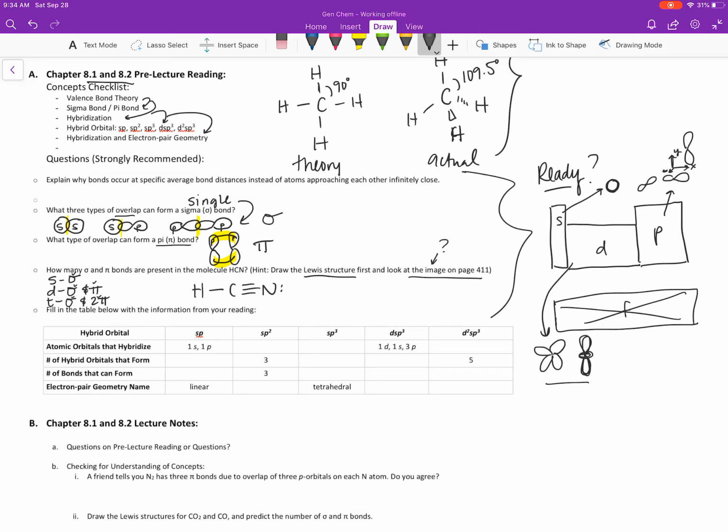So now that I've drawn the correct structure, I'm going to count how many sigma and pi bonds I have according to this little rule that I just gave y'all on the left. The hydrogen-carbon bond is a single bond, therefore it's 1 sigma. The triple bond between carbon and nitrogen is made up of a sigma and 2 pi's. So therefore my total count is 2 sigmas and 2 pi's. And in this case, non-bonding electrons do not count towards this, so we can ignore them when we're looking at sigma and pi bonds.